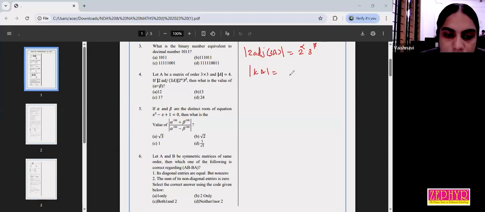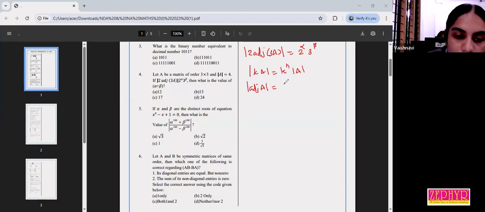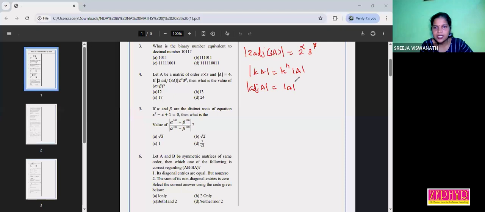K raised to n into determinant A. Yeah, right. K raised to n into determinant A. And determinant of adjoint A? Determinant A raised to n minus 1. Correct. These two properties we need to solve the question. Okay, listen. Everyone just try.